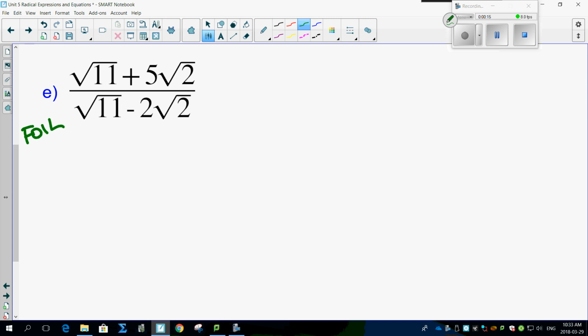But remember, because you're going to multiply by the conjugate, and the conjugate is root 11 plus 2 root 2, you don't have to do the OI in FOIL, right? Because those OIs cancel out. The outer and the inner cancel out. So let's go and do this right now.